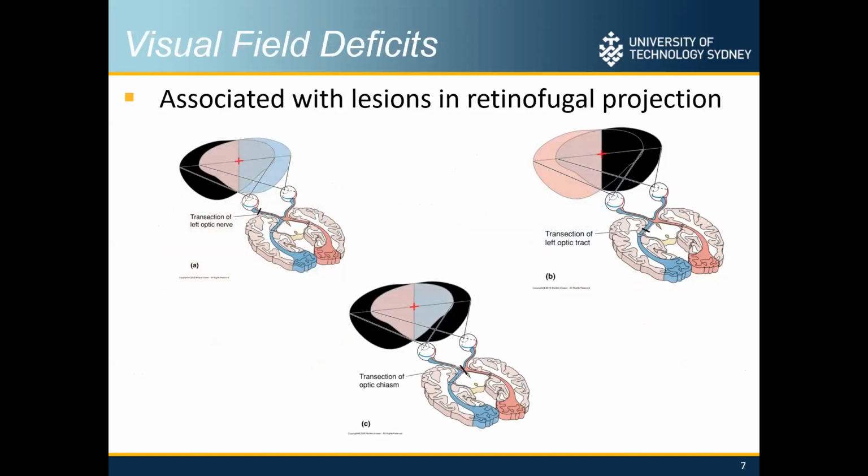Depending on where the fibers of the retinofugal projection are cut, this can lead to different outcomes in the perception of the visual field. As you can see in diagram A, where the optic nerve is cut, the vision of the left eye will be completely lost. In diagram B, when the optic tract is cut on the left side, the vision will be completely lost in the right visual field of each eye. Lastly, in diagram C, if the optic chiasm is cut, only the crossing fibers will be damaged, leading to the loss of peripheral vision.